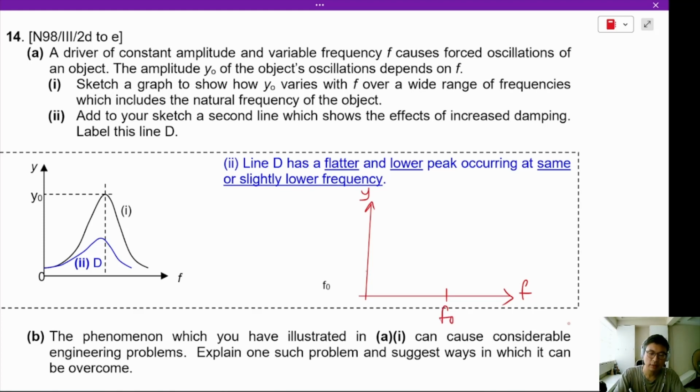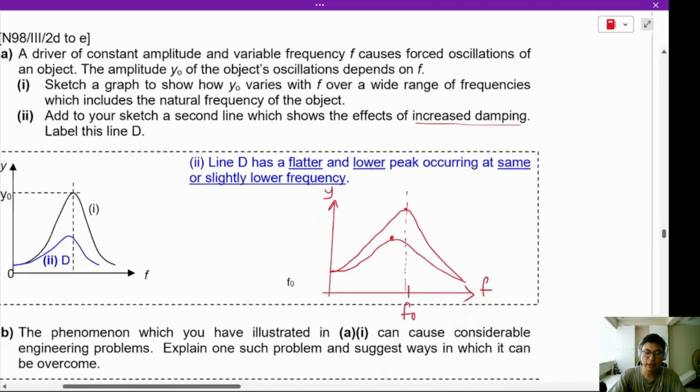What we'll do is that we will draw a line, okay, and then we will draw a curve that goes up to here and down to here. Now, show the effects of increased damping. What we'll do is that we'll move the peak frequency down and to the left, and then we'll connect up here and down to here.